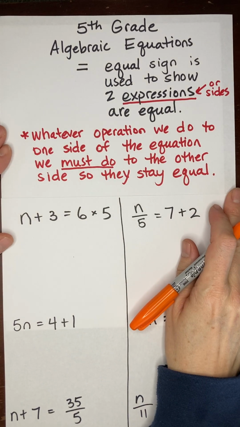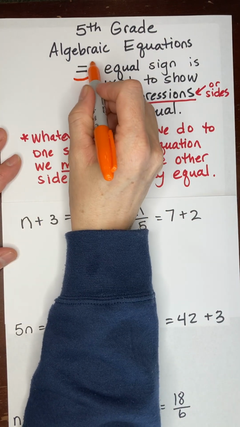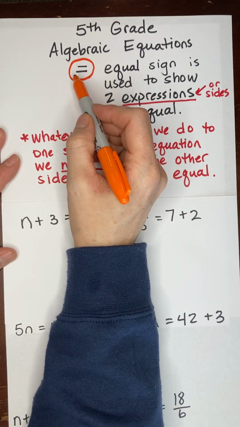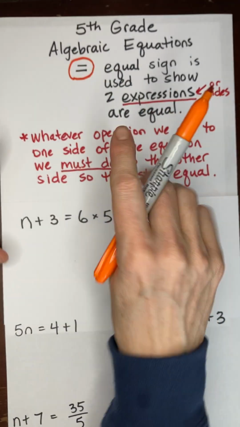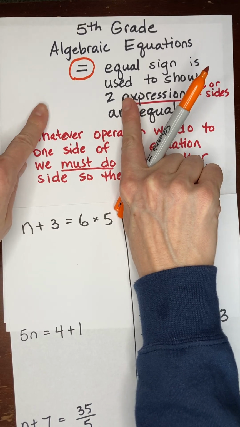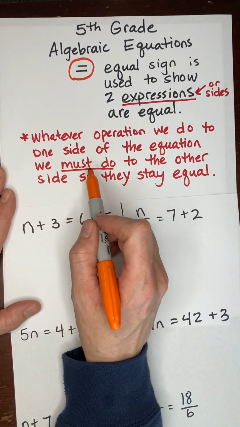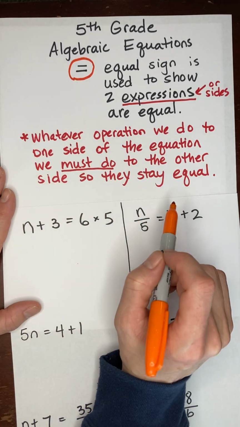All right, let's look at how we can solve algebraic equations. Now, it's really important in solving them that you understand what the equal sign means. It means that the two expressions or two sides of the equation are equal. So if they're equal, that means whatever operation we do to one side of the equation, we must do to the other side so that they stay equal.